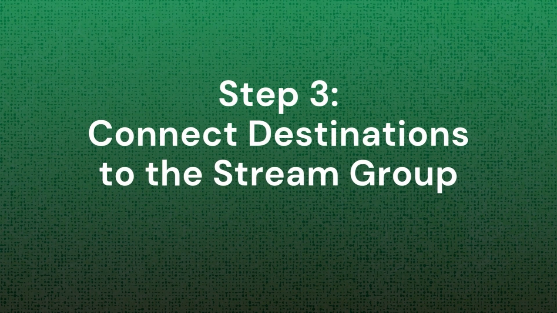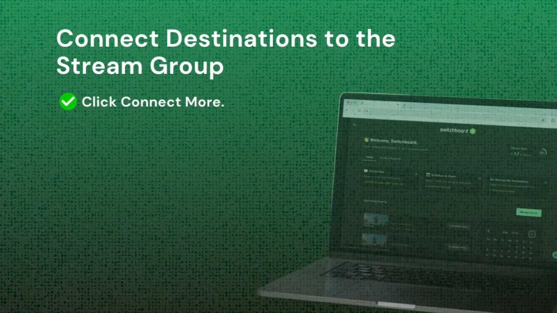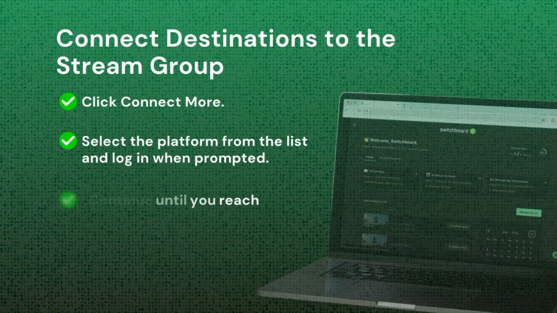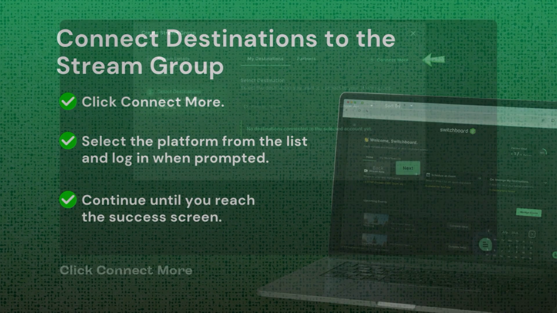Step 3. Connect destinations to the stream group. Destinations are the platforms you're streaming to. Social channels like YouTube, Facebook, LinkedIn, Rumble, X, and Instagram. Switchboard supports custom RTMP and SRT destinations. Connecting destinations is easy. Click Connect More, choose a platform from the list, log into that platform, and authorize access.